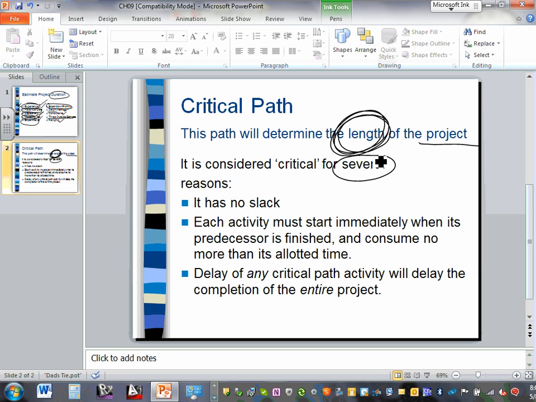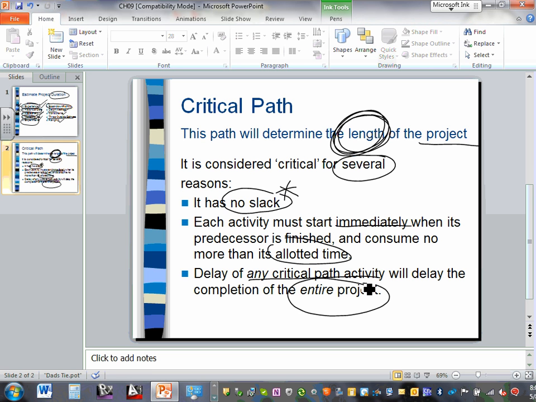It's considered critical, like I said, for several reasons. It has no slack on it. No slack, you have to finish it. Its activities must start immediately when its predecessor is finished and consume not more than the allocated time. So it's critical, no slack in it, no time. Delay of any critical path activity will delay the entire project. If he stops right there and holds your 10 weeks and you make 12 weeks, you basically screw up the project. So that's what a critical path is.